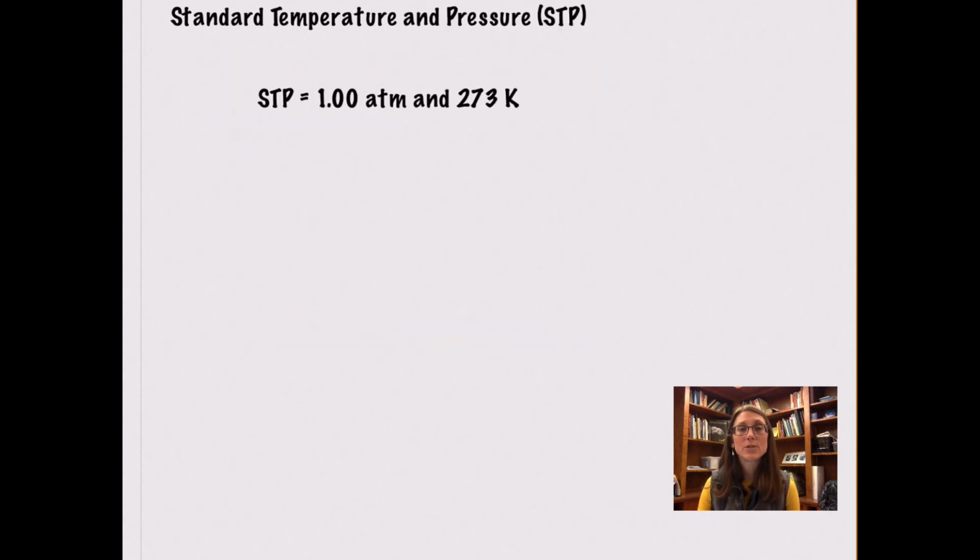One final note, just a term that you need to know, and that is STP, or standard temperature and pressure. This is 1 atmosphere and 273 Kelvin, or 0 degrees Celsius. It doesn't actually matter what units you use for that standard pressure and standard temperature, but make sure they're consistent with the problem you're working with. But you need to remember that STP is 1 atmosphere and 0 degrees Celsius.